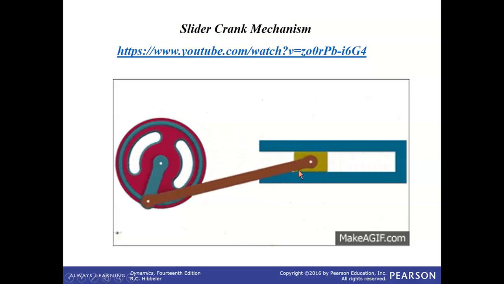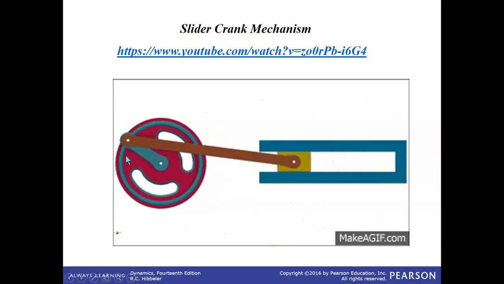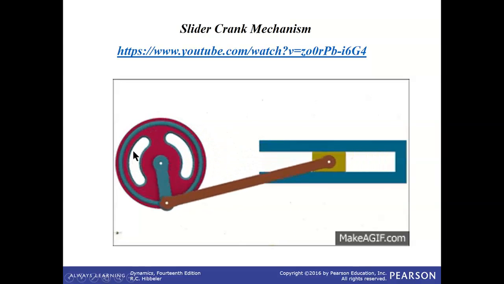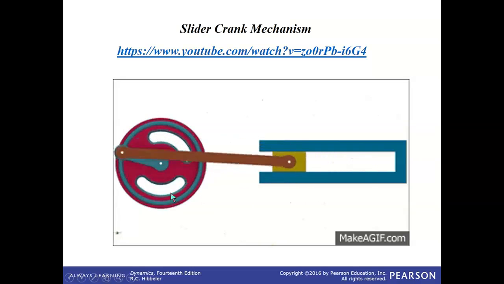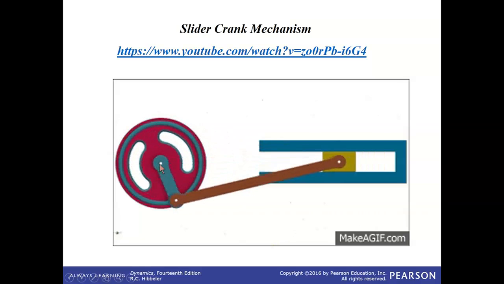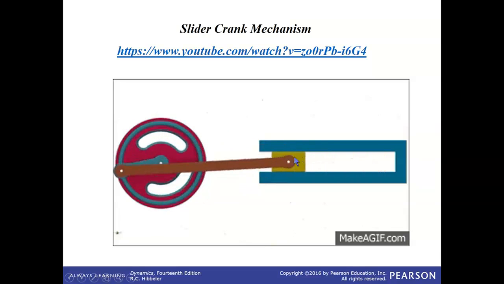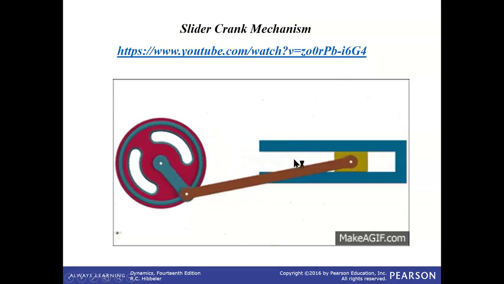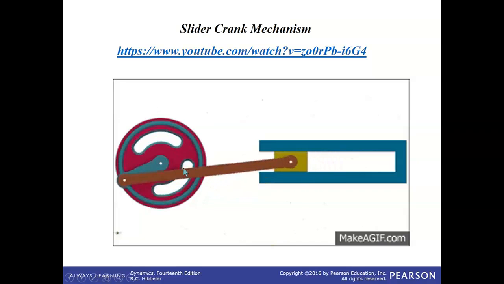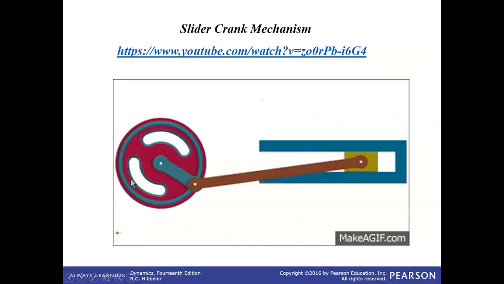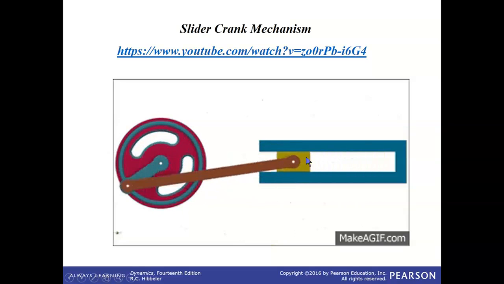So the piston has pure translation motion. This red and green circle is called the crank, and it undergoes pure rotation. So the crank rotates with respect to its center, and this brown element is called the connecting rod, which undergoes both translation and rotation. So if you pay attention to the motion of the connecting rod, it slides as well as it rotates. So it undergoes general plane motion.